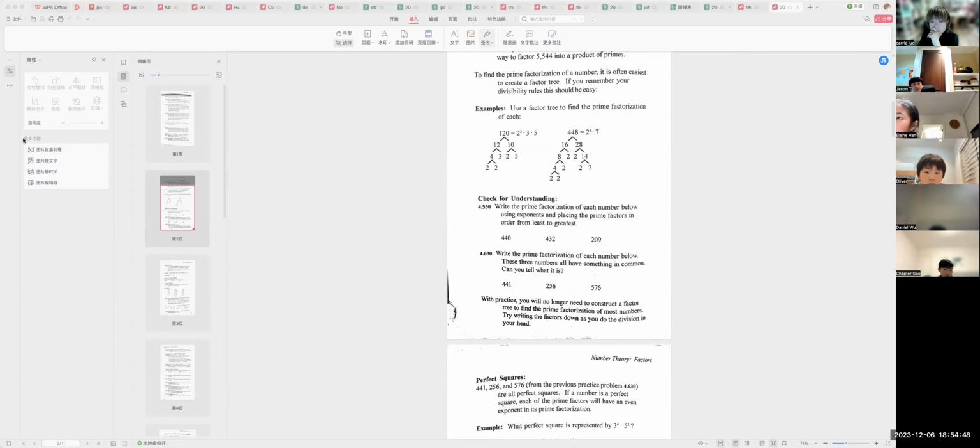Let's just write the prime factorization of each of the numbers below. These three numbers all have something in common. Can you tell me what it is? Okay, so 4. 630.